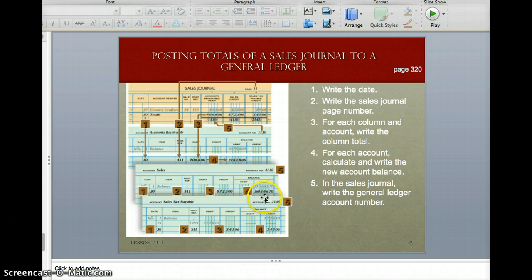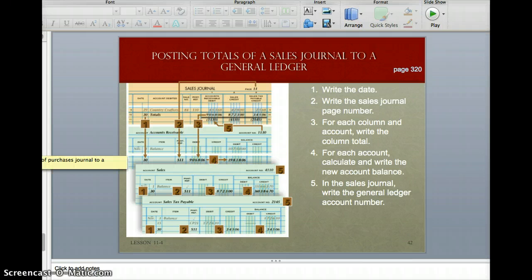The last thing you're going to post is your sales tax payable credit. Here's your date. Remember, you don't need anything in the item column because we already know it's sales tax payable, S11. You're going to credit it. You just move it directly down: if it's a credit here, it's a credit here. You already had a credit balance, so you add that to it. And that's how you post the totals of the sales journal.